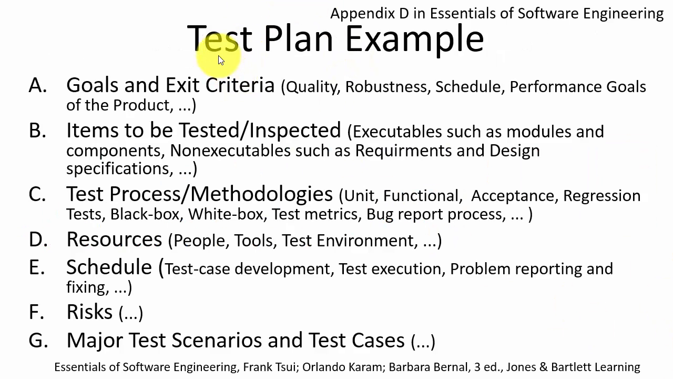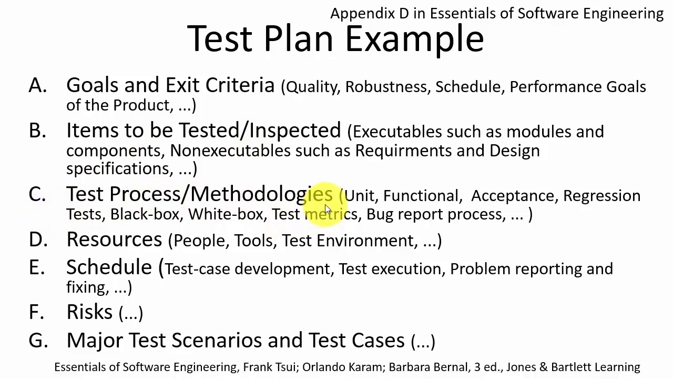Here we see an example of such a test plan. Of course, there is no absolute way to do this, but this is just an example. So you can divide it into these chapters, where you start with goals and exit criteria regarding quality, robustness, etc. And you have, of course, a test schedule. It's important. And B, items to be tested and inspected. And number C, test procedures or test methods.